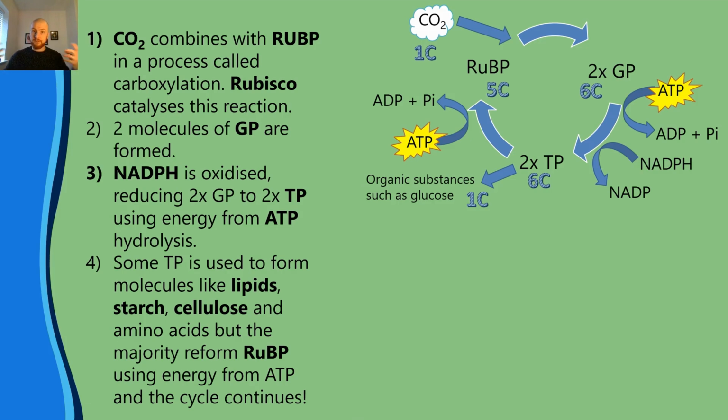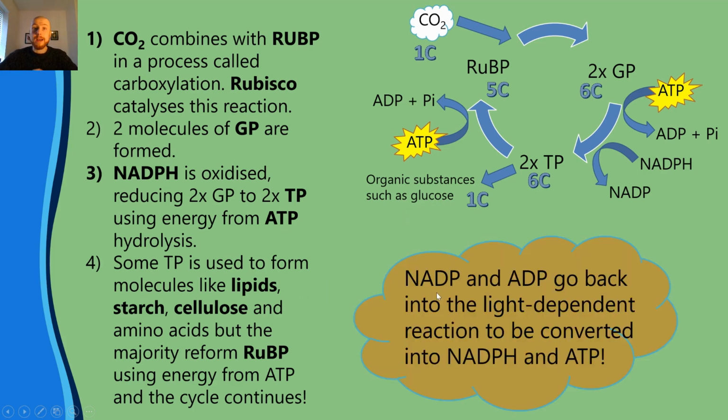Even though just 1 carbon is fixed from the atmosphere, we are getting so many cycles going that we can make some massive polymers like starch. So we can see that here we have the organic substances such as glucose. So NADP and ADP then go back into the light dependent reaction to be converted back into NADPH and ATP. Now the light dependent reaction is all about producing NADPH and ATP so that we can make that all-important glucose.